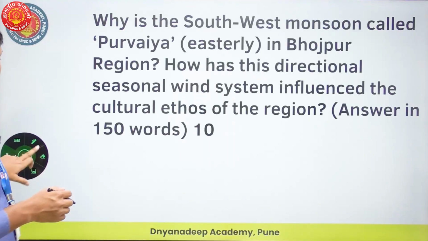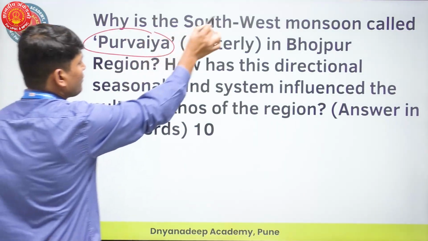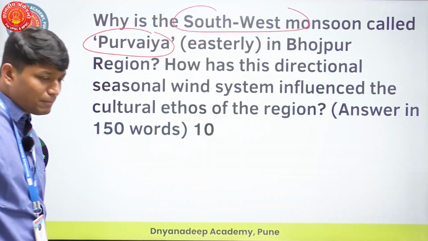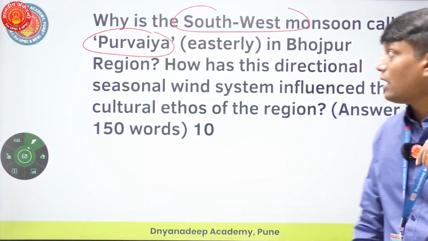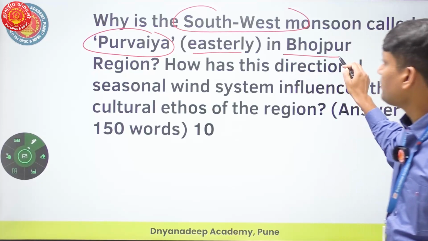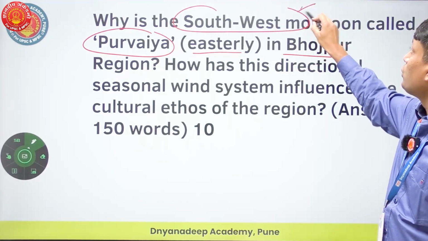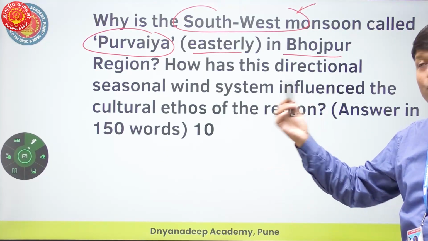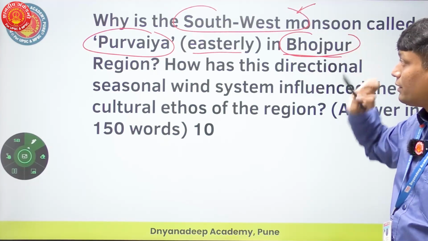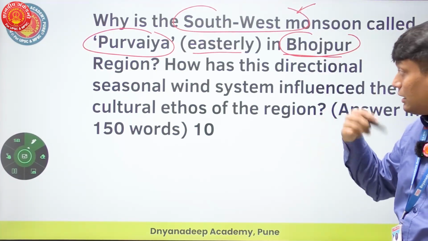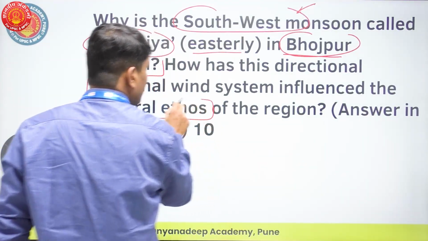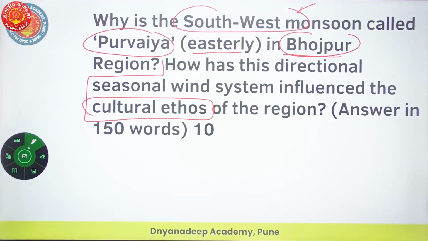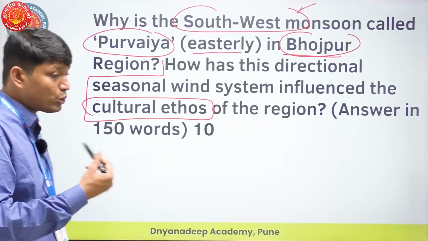Moving on, there is again one unachievable question in my opinion. It is asking about the Purvaiya, the easterly, in the Bhojpur region. Why is the southwest monsoon called Purvaiya in the Bhojpur region? This is the first part. Now the next part, which is even more difficult, is how this particular system is going to influence the cultural ethos of the region.